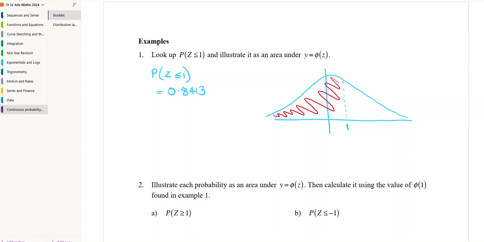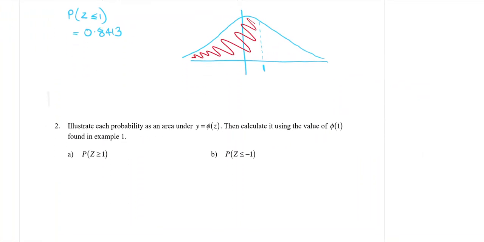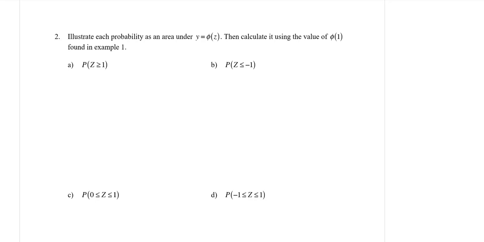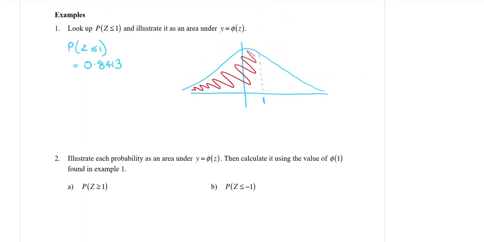Okay, all right, so another question. Question 2. Illustrate each probability as an area under our phi curve and then calculate it using phi of 1. All of these are going to be able to be done with this 0.8413. We're going to be able to relate it back to that value that we just found.